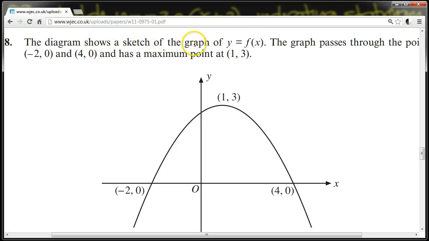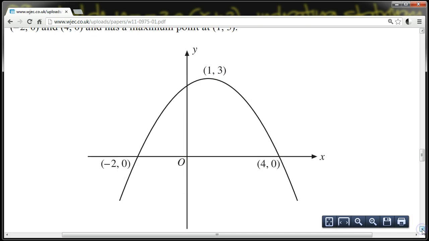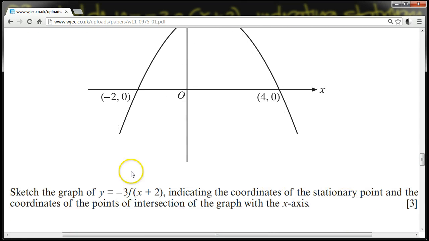The diagram shows a sketch of the graph of y equals f of x. The graph passes through the points -2, 0 and 4, 0, and has a maximum point at 1, 3. Sketch the graph of y equals -3 f of x plus 2, indicating the coordinates of the stationary points and the coordinates of the points of intersection of the graph with the x-axes.